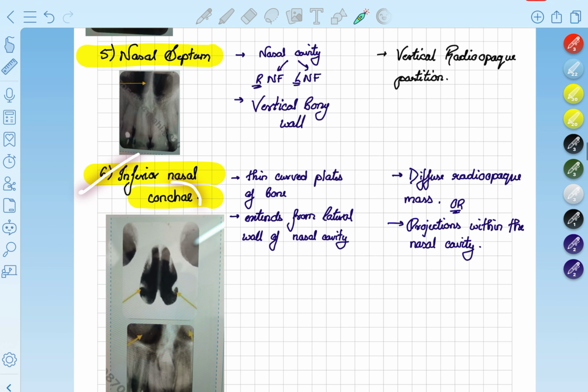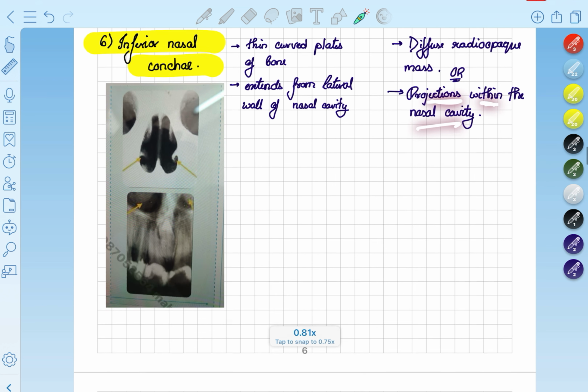Inferior nasal concha, as the name suggests, is inferior. There are three nasal conchae: superior, middle and inferior. Conchae are nothing but curved plates of bone. As they are located in the nose, they are known as nasal conchae. They are thin curved plates of bone extending from the lateral wall of the nasal cavity. As we can see here, these two curved bones are the inferior nasal conchae, coming from the lateral wall of the nose. It is a diffuse radio-opaque mass. Why is it radio-opaque? As it is a continuation of bone projecting within the nasal cavity. This was the inferior nasal concha.